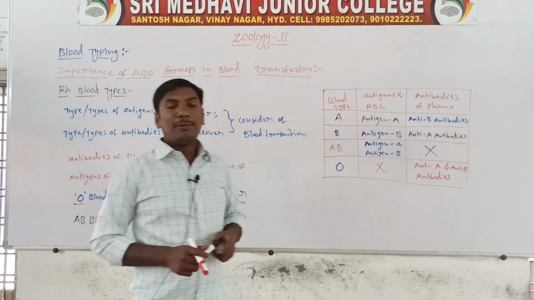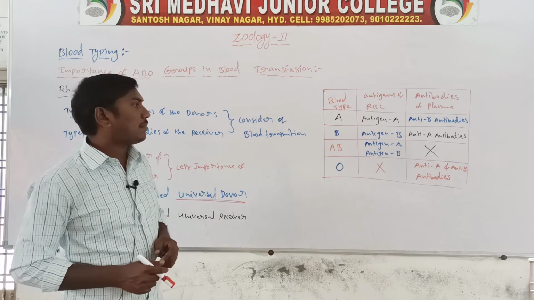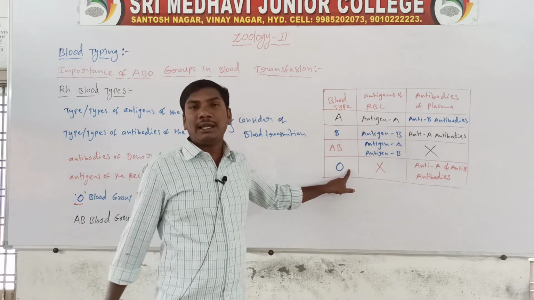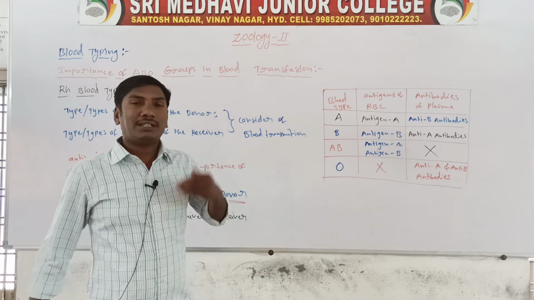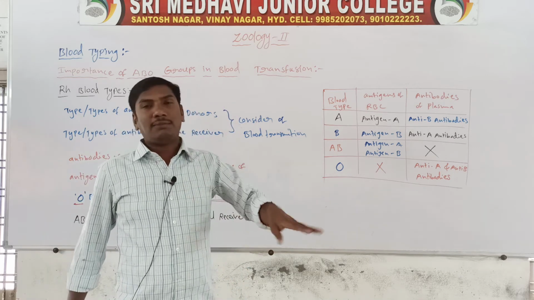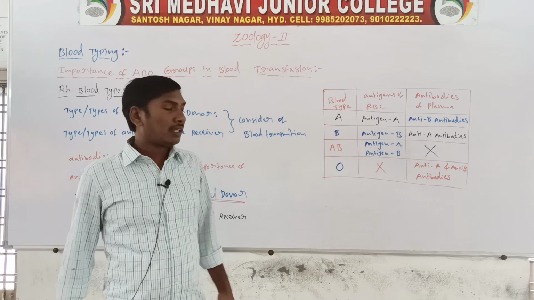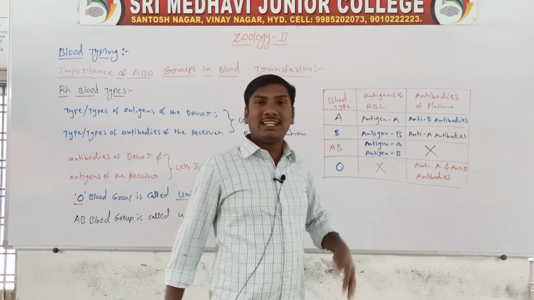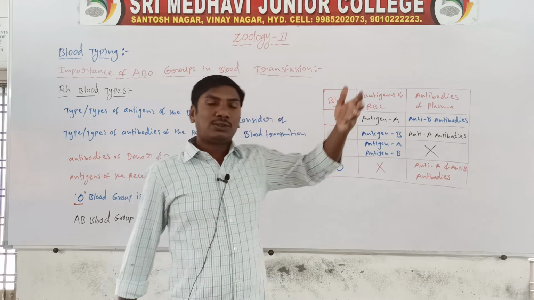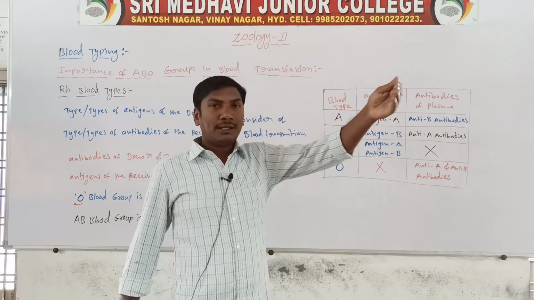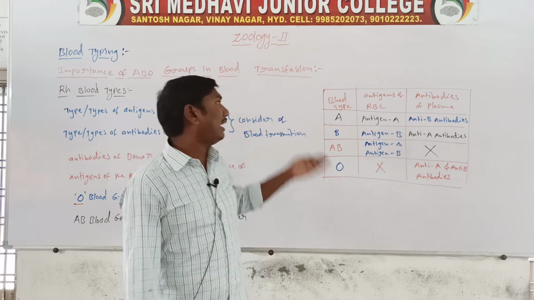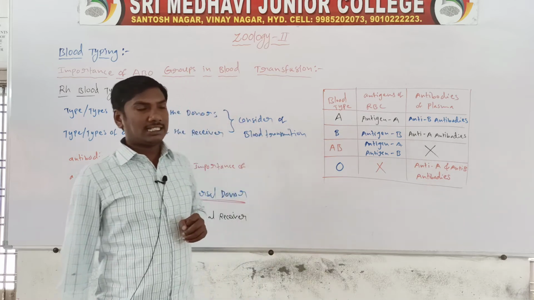So this is the importance in blood transfusion. The O blood group donates to all types of persons. The A blood group donates to the A and AB blood groups. And AB is the universal receiver because they receive from the A blood group, B blood group, AB blood group and O blood group. So that is the importance of blood transfusion.